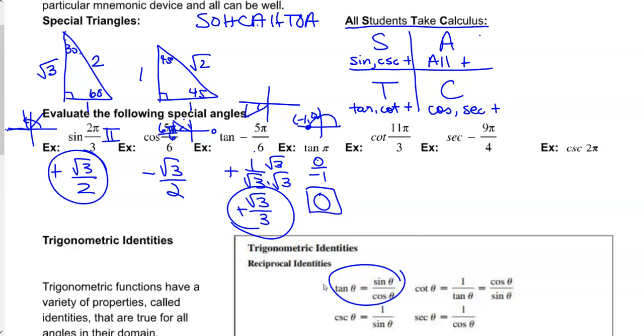Okay, so again, a lot of information in just one section. This should be somewhat reviewed. These are going to be the crucial pieces that we need to know for calculus. All right, now, 11 pi over 3.